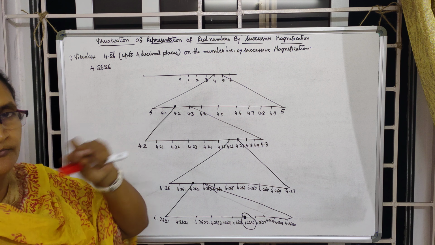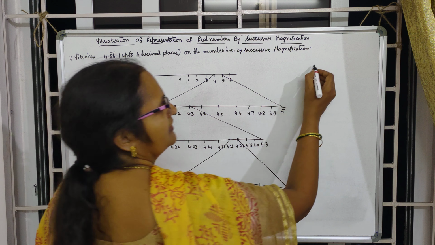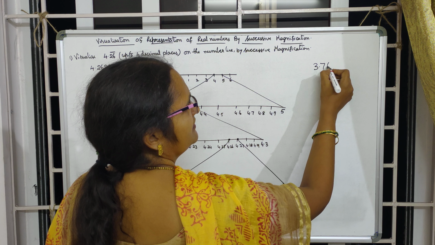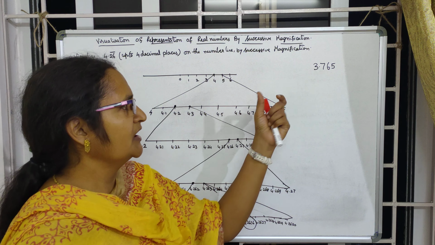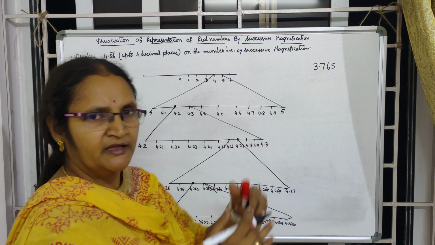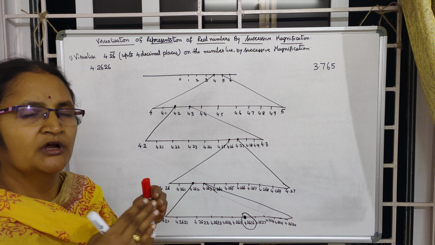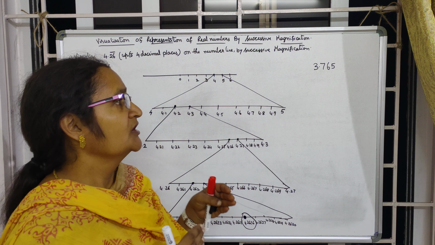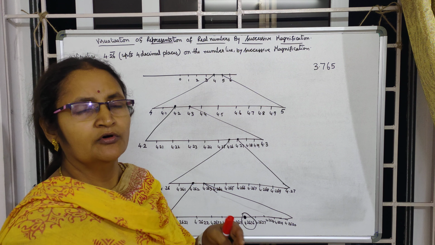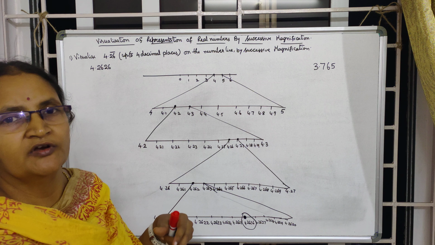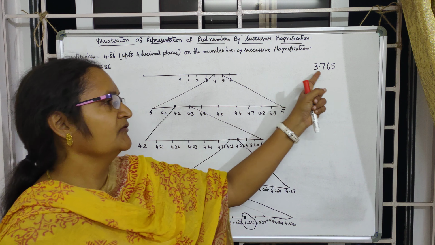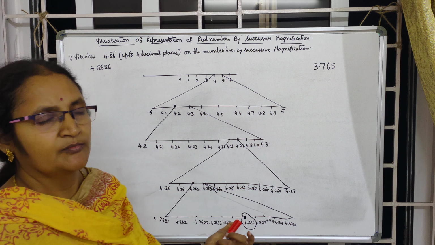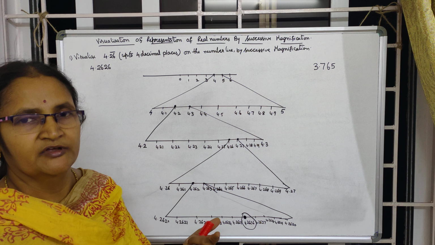Sometimes bar may not exist. They may ask you to find 3.765. Normally you can go on like this: 3.765 will lie between 3 and 4. Then again magnification 3 to 4, then again magnification 3.7 to 3.8, like that keep on magnifying till we get the number. We can show it in this manner by successive magnification.